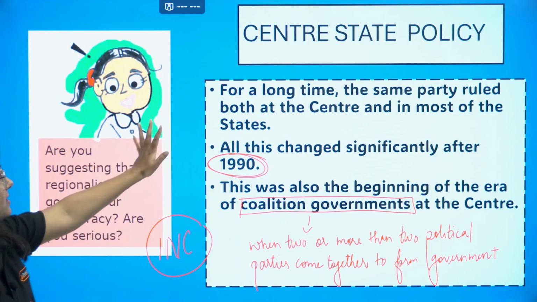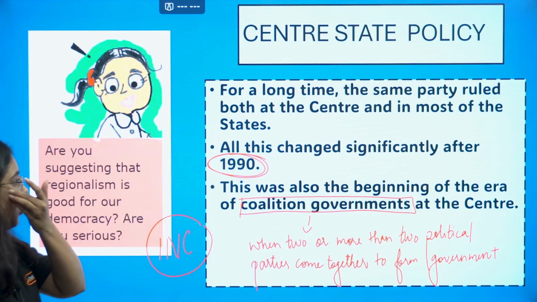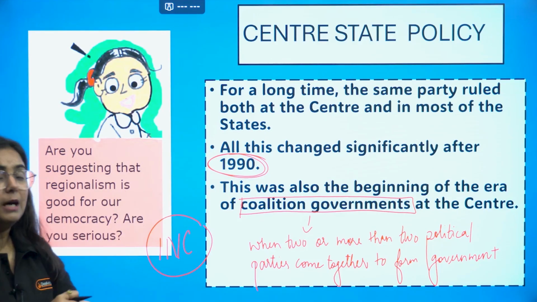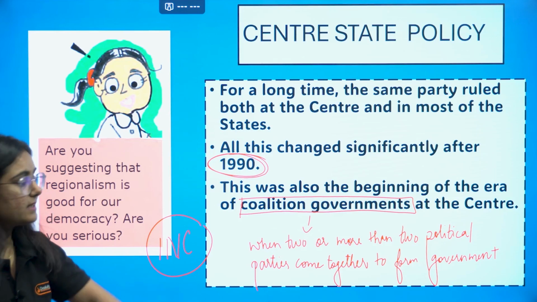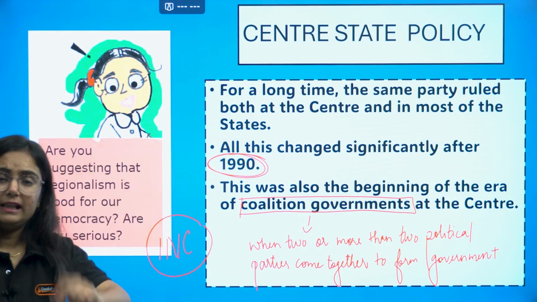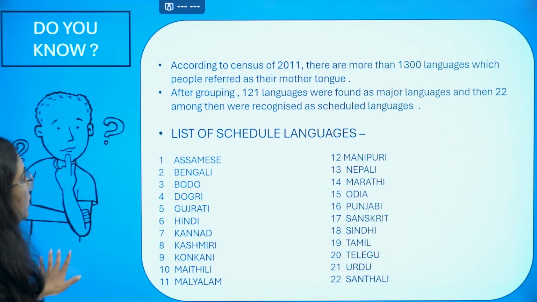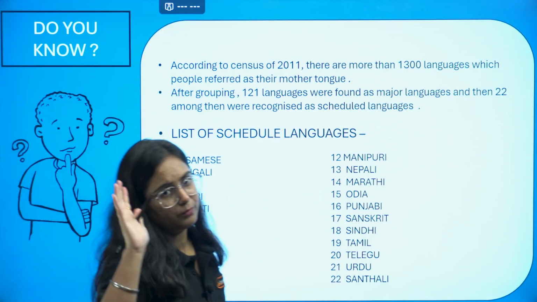So basically the center-state relation also changed after 1990. If the question comes, what changed in Indian politics after 1990, you need to tell that there was an era of coalition government, and you need to define what coalition government means, okay?